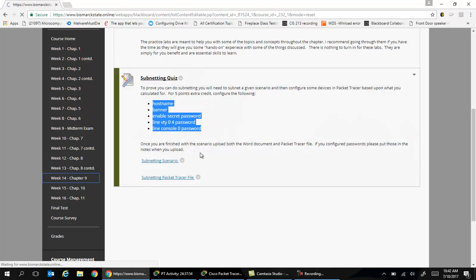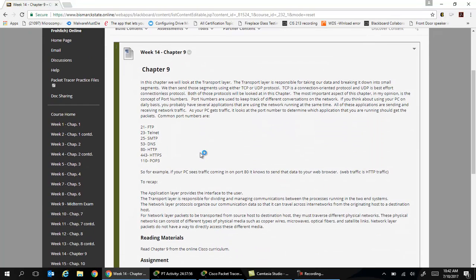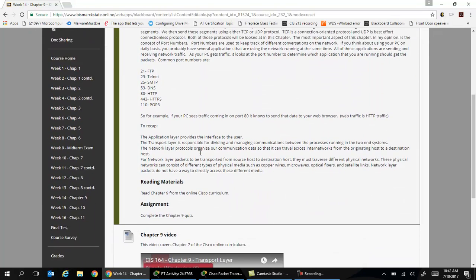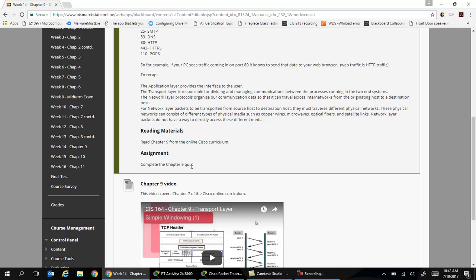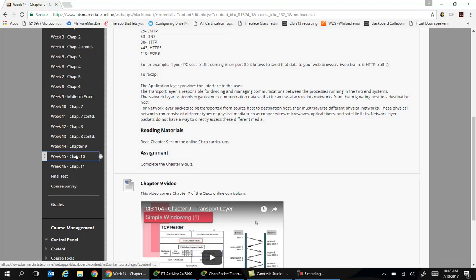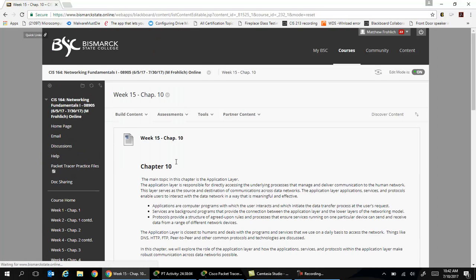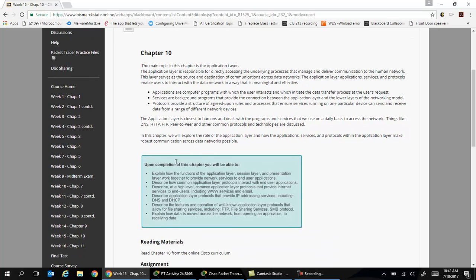In Chapter 9, this gets into port numbers. Only thing to do for this is to take a quiz. Chapter 10 gets into the application layer.